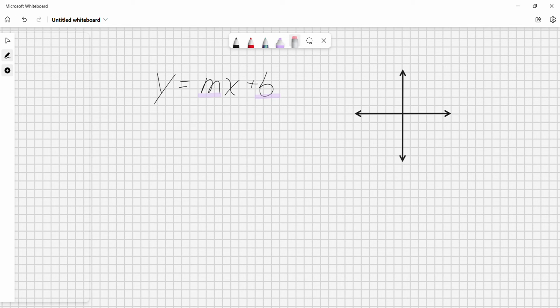I'm going to sketch this graph for you. So we're going to sketch the graph y equals 2/3 x plus 2. So looking at this, hopefully you can visualize kind of what this kind of a graph is going to look like.